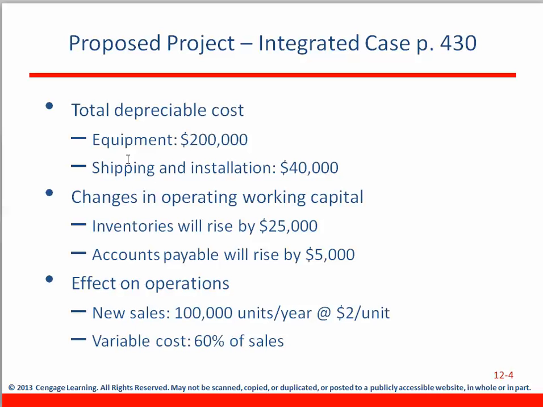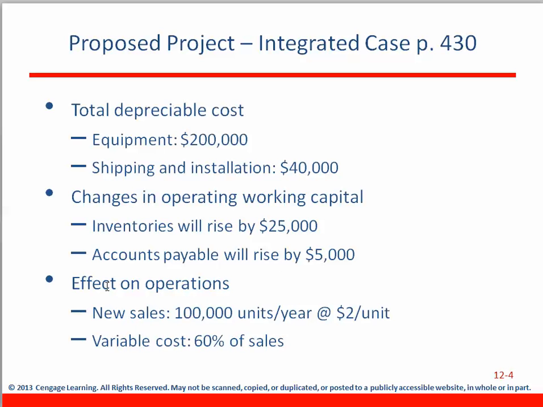So this company is looking at expanding into the fruit juice business with a new fresh lemon juice product. It's going to cost $200,000 to buy the equipment for this product, and $40,000 to ship it and install it at the plant. Changes in operating working capital: inventories will rise by $25,000, accounts payable will rise by $5,000.